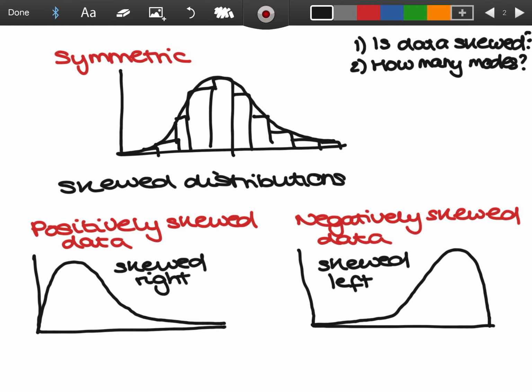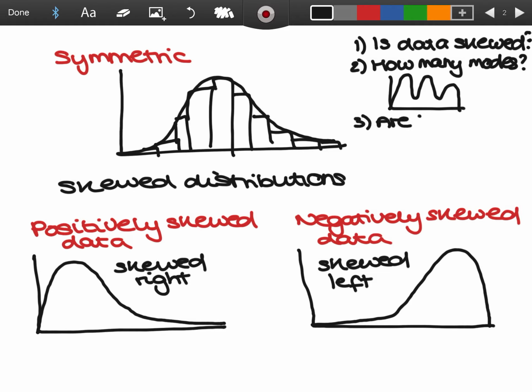Second thing you want to look at is how many modes does it have? Is there just one class that occurs most often, or do you have multiple classes that occur most often and it's got kind of a weird shape going on where you have multiple peaks? If you have multiple modes, you would probably end up with a histogram that would look kind of like this, because you've got multiple classes that would have the highest frequency possible.